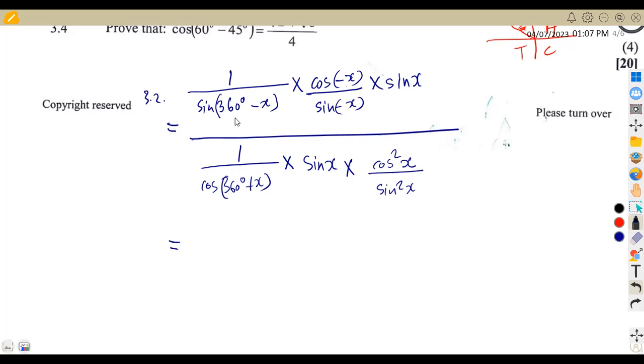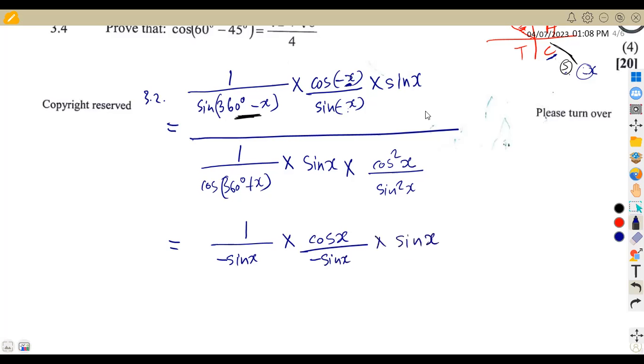What can we do? Sine of 360 minus x. Which quadrant are we talking about? 360 minus x is in the fourth quadrant, where only cos is positive, and sine is negative. So this is going to give us 1 over negative sine x. Okay. Times cos of minus x, a negative angle which lies in the fourth quadrant, and in the fourth quadrant cos is positive. In this case it's negative x, but cos is positive, so it is going to be positive cos x. Sine of minus x in the fourth quadrant, sine is negative, so it is going to be negative sine x. Okay, times the sine x that we are already given here.